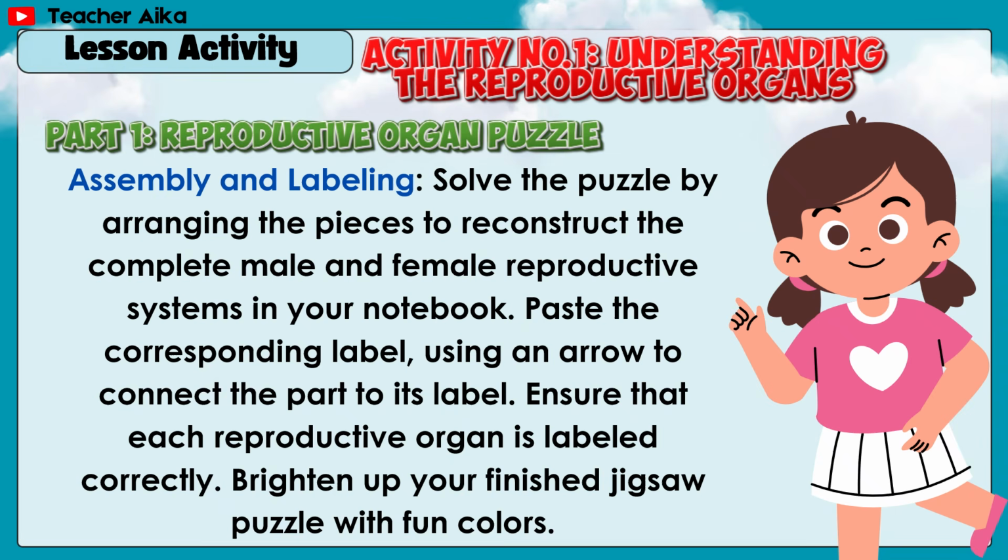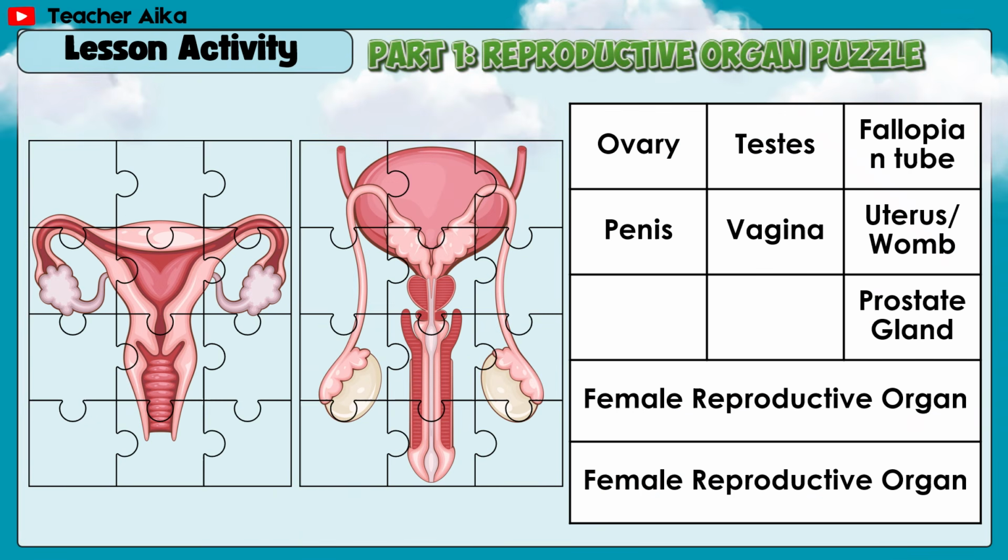Assembly and labeling. Solve the puzzle by arranging the pieces to reconstruct the complete male and female reproductive systems in your notebook. Paste the corresponding label using an arrow to connect the part to its label. Ensure that each reproductive organ is labeled correctly. Brighten up your finished jigsaw puzzle with fun colors. And here's the reproductive organ puzzle.